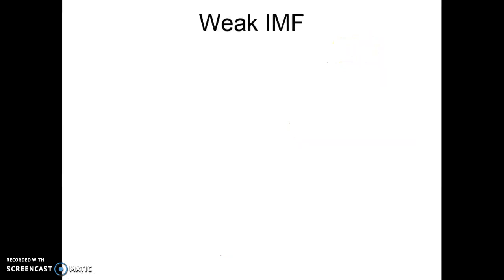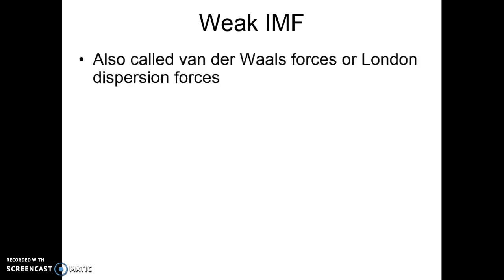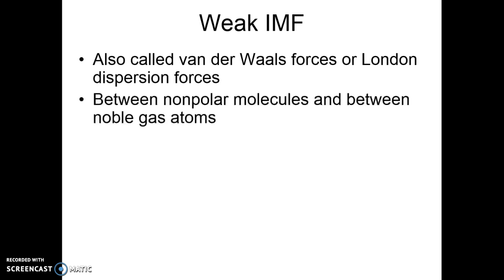The last type of intermolecular force that we'll discuss today is a weak intermolecular force. It is also called van der Waals forces or London dispersion forces. These forces are weak because they occur between nonpolar molecules or between noble gas atoms. Because nonpolar molecules do not have a strong positive or strong negative end, they do not have a strong electrostatic force between particles. Therefore, their intermolecular forces are very weak.